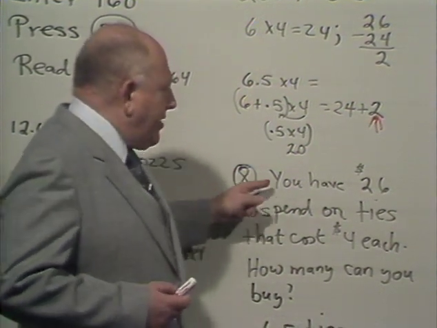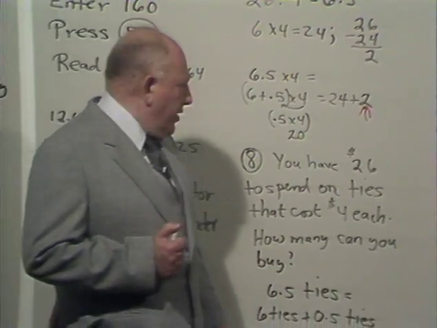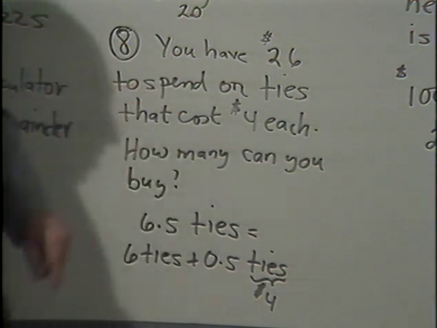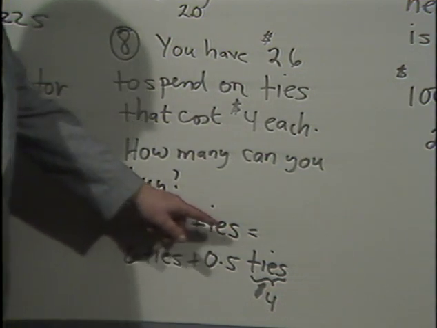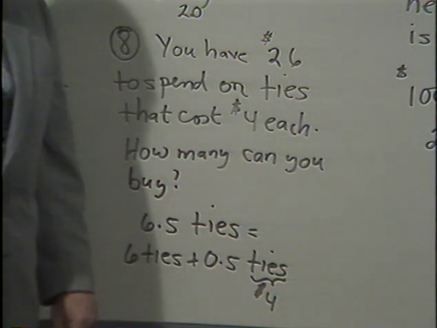And I wanted to emphasize that because let's do this in the form of a word problem. Maybe it'll be easier for you to see. So you have $26 to spend on ties that cost $4 each. How many can you buy? Well, the calculator says 6.5 ties. But that means what? 6 ties plus half of a tie.